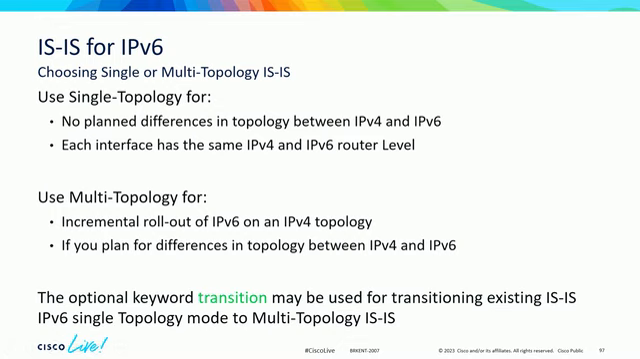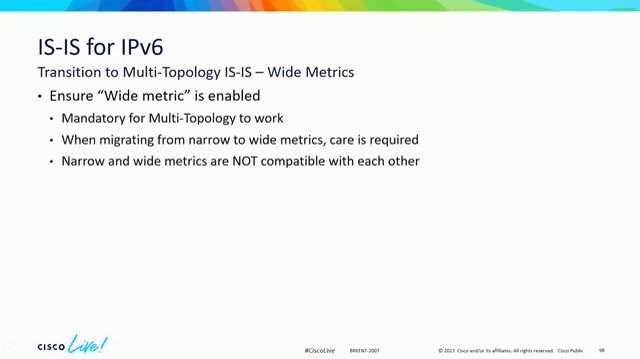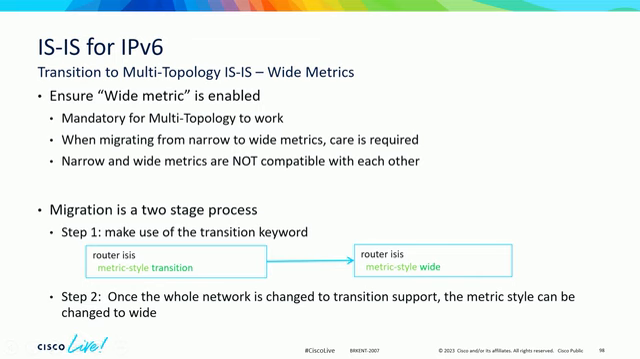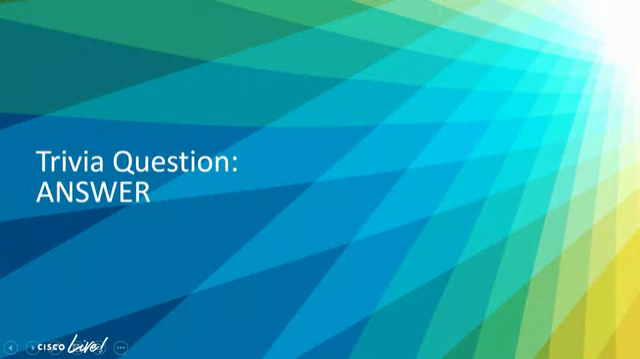As said before, you could use this transition, which will allow you to have the best of both worlds. All right, that's the basic. And then wide metrics is going to be required to go in this multiple topology, or you could be in transition style. All right. I want to get into some of the design stuff. So anybody want to take a guess what the answer is for the trivia question?